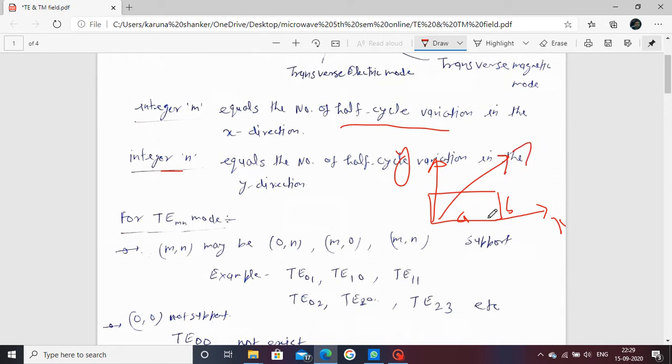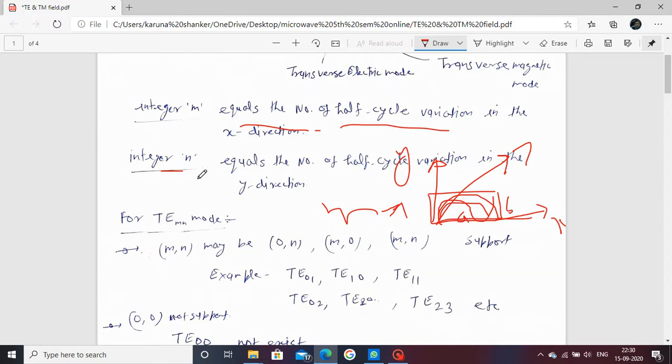So in the Cartesian coordinates we represent your rectangular waveguide. M represents the number of half cycle variations in the x direction, and this one represents the x direction. Consider this as one half cycle variation in the x direction. Suppose M is equal to 1, then this is the half cycle variation. Suppose M is equal to 2, this is one half cycle, and again the next half cycle. So when M is equal to 2 there is one complete cycle.